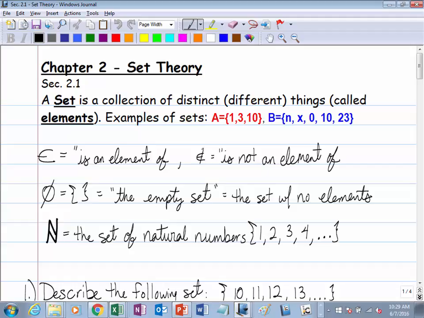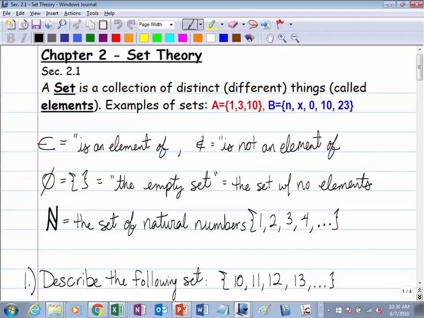So this symbol right here means is an element of, and if you cross through that, it means is not an element of. And then this is the empty set. So that is the set that has no elements. And this means the set of all natural numbers. So those are all of the whole numbers starting with 1, 2, 3, 4, 5, 6, 7, and so on and so forth forever. So that's the natural numbers.